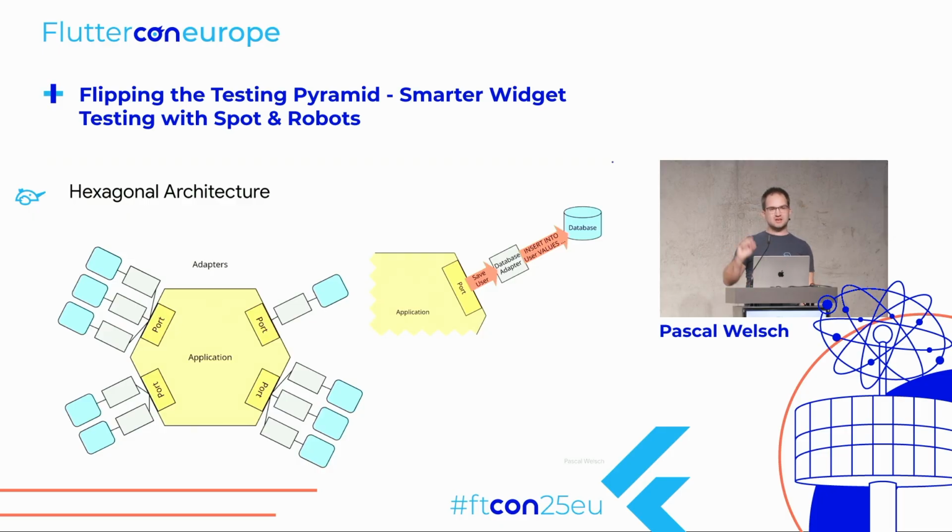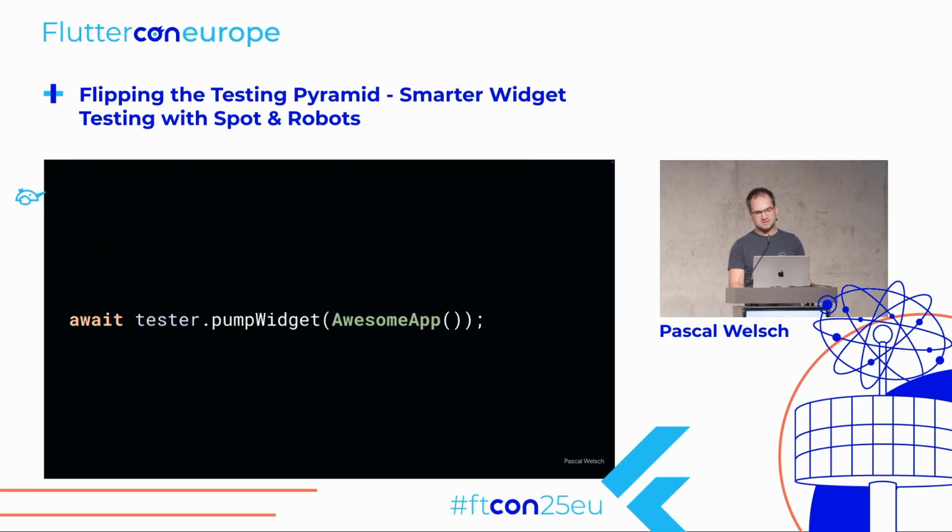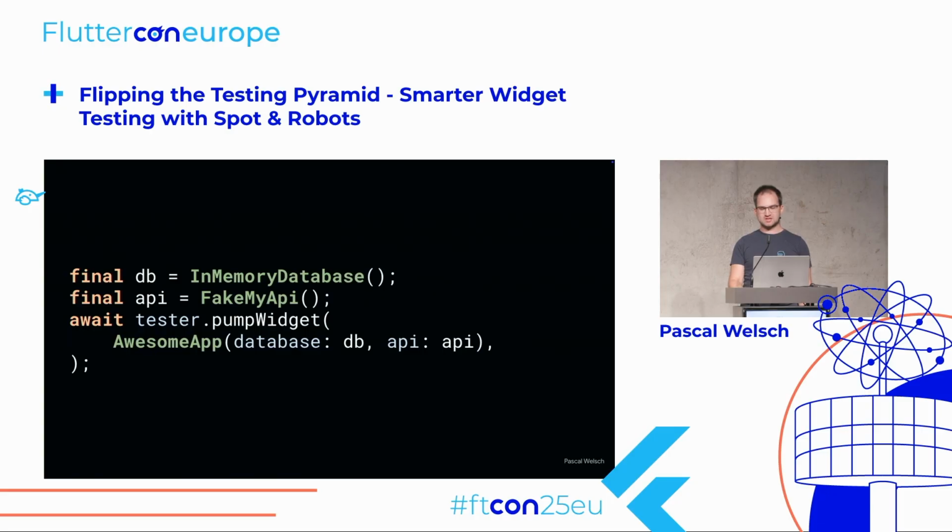And once you have identified these ports and maybe wrapped them with interfaces, something that you can mock in your tests, you can use them and do dependency injection. So instead of just pumping our widget awesome app, we pump our widget awesome app with a database and an API. In our production environment, of course, those are the real APIs, the real databases. In this case, it's just an in-memory database and a fake API.